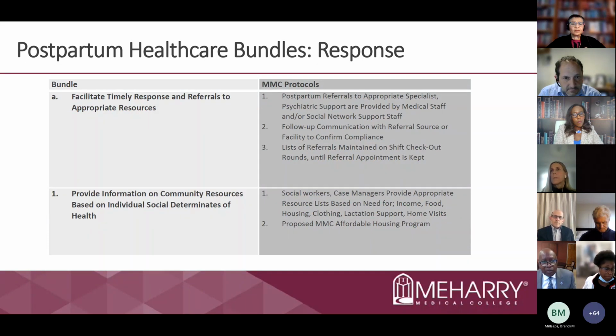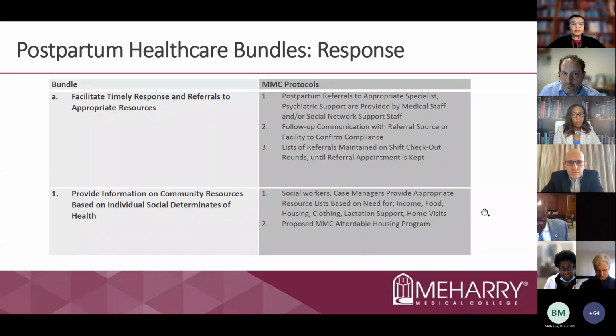The response, obviously, when we give referrals, we have to double back and make sure they kept their referrals. And based on their social determinants, make sure they get into the right hands with the right people, with food, what have you. We have a novel affordable housing project that we're working on at Meharry, which is being headed up by the director of the Meharry Center for Health Policy, Dr. Rosemarie Napawisi, and we're working on that as well.